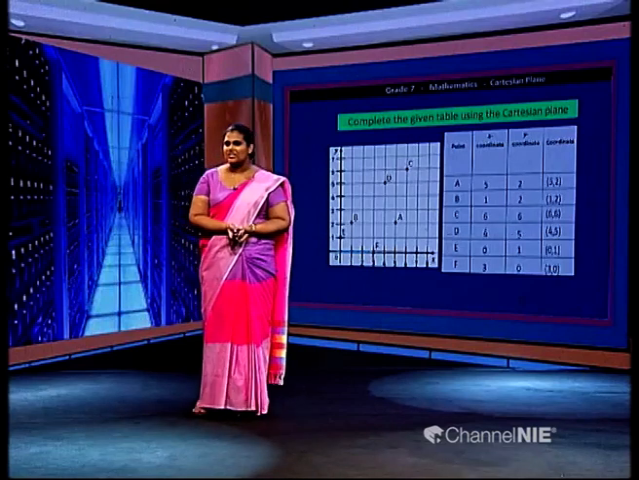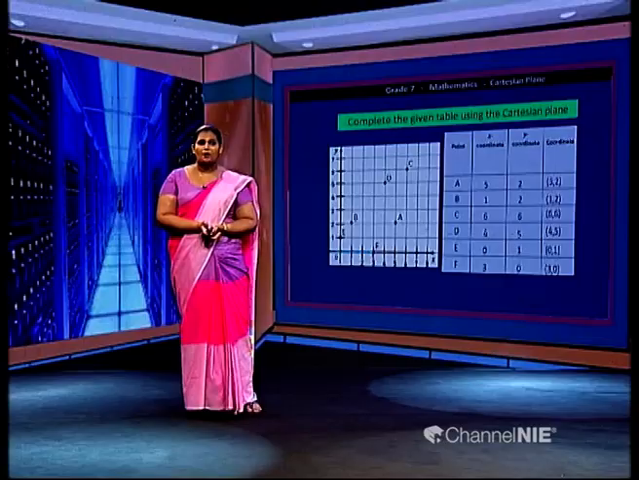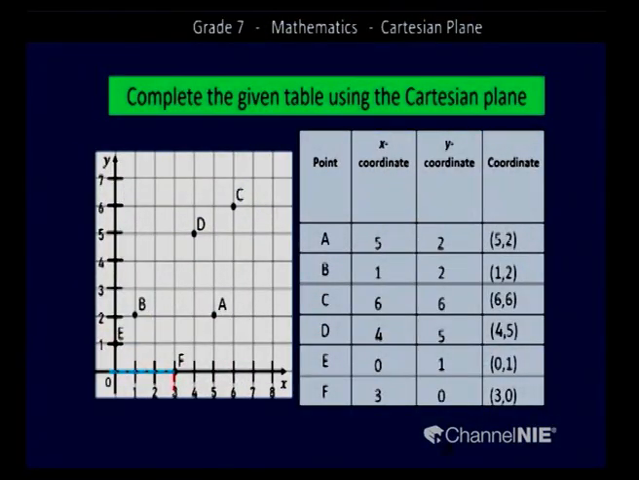Have you observed in points E and F that point E stands on the y axis, therefore, the x coordinate is 0, and point F lies on the x axis, therefore, the y coordinate is equal to 0? So, check whether your table is the same as mine.